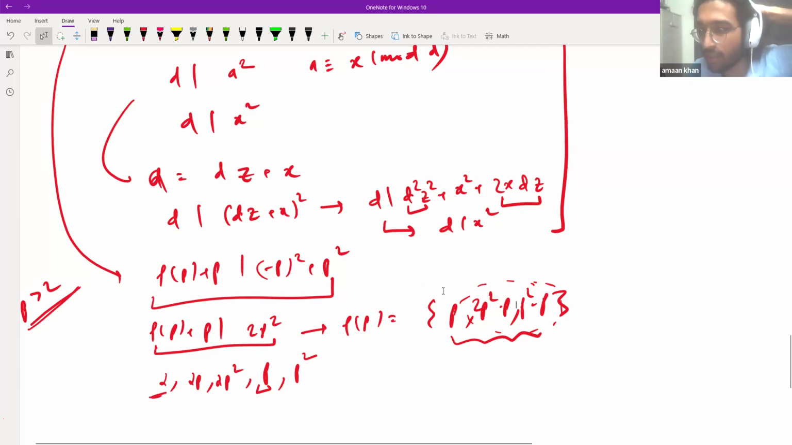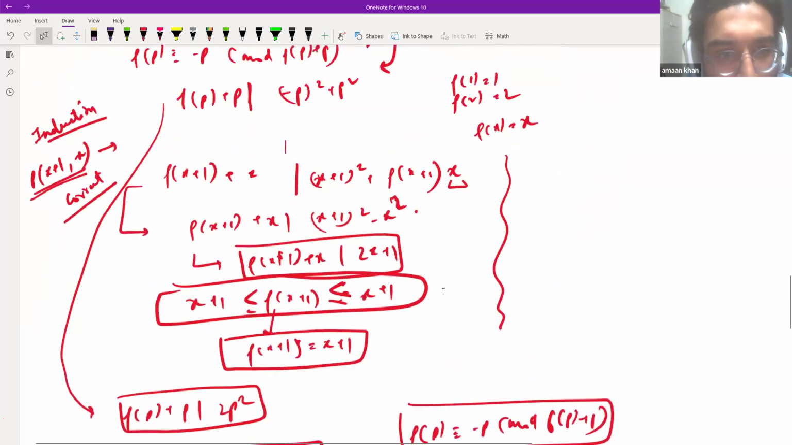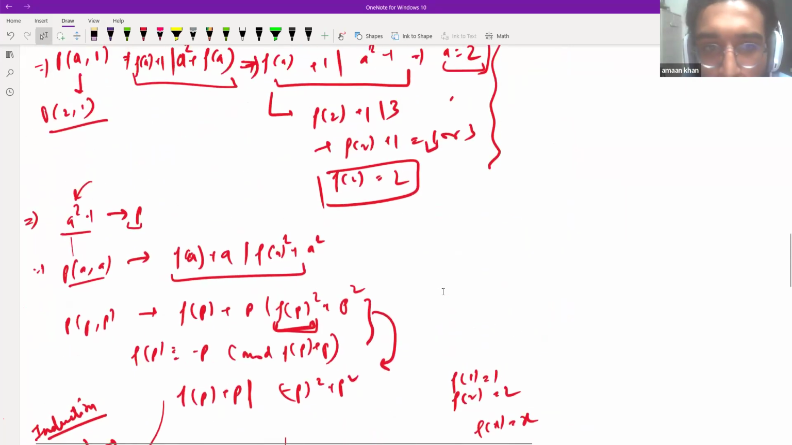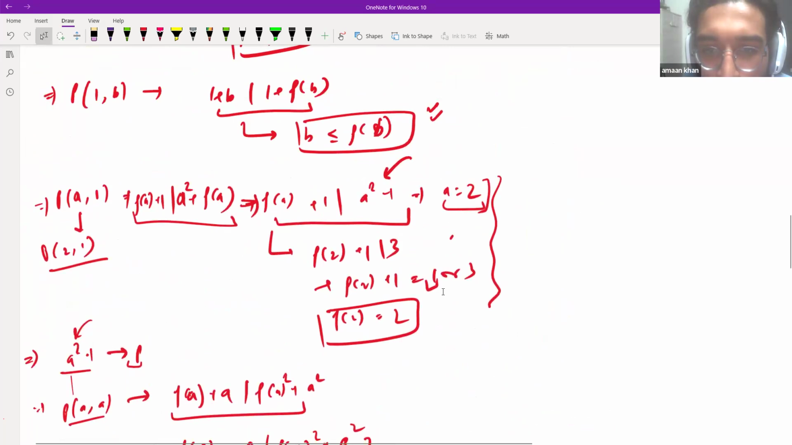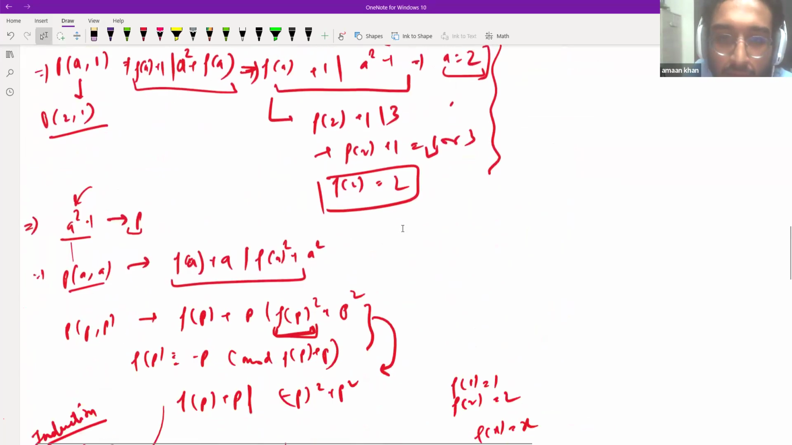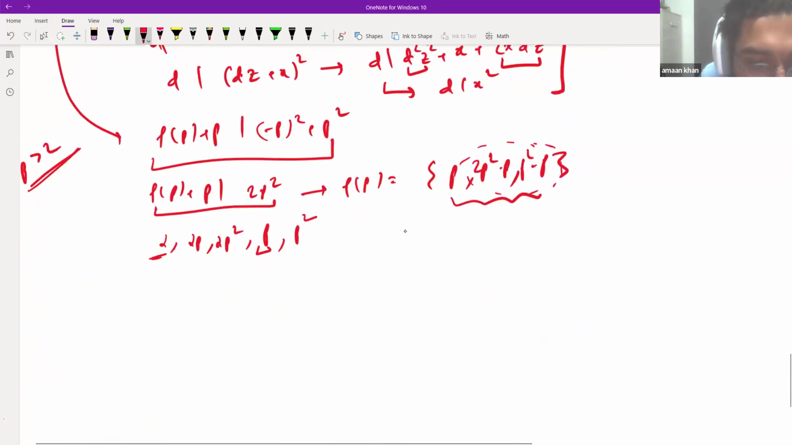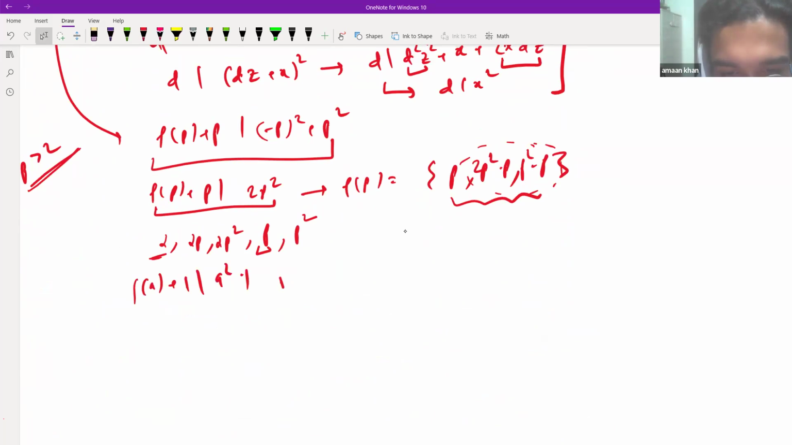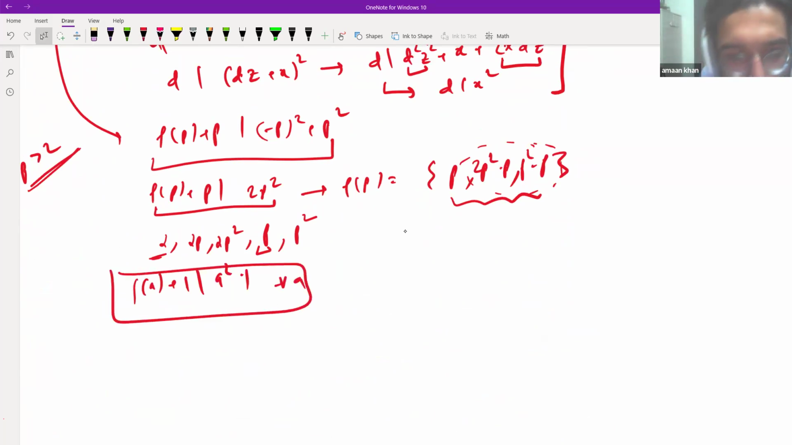You also have f of 1 is equal to 1, so maybe try using that as well. Also, I think you had some stuff before. Let me check. Oh yeah, you have this as well: f of a plus 1 divides a square minus 1 for all a. I think this should be enough to eliminate these.